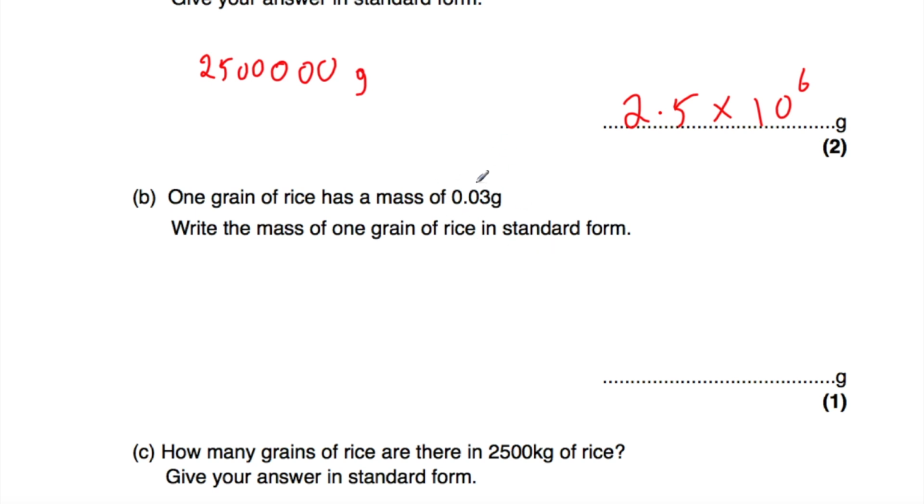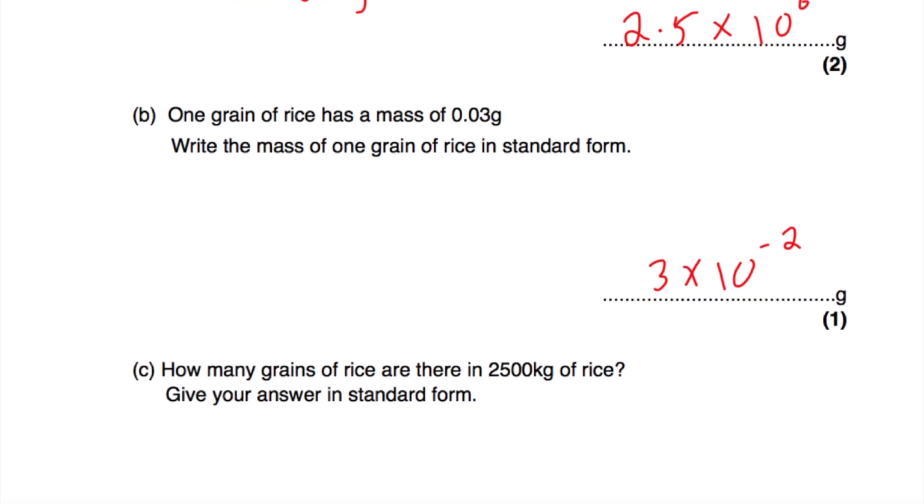So it's 0.03 grams. So the number between 1 and 10 that we're going to choose is going to be 3 times 10. Now this is a small number, so it's going to be to the power of negative. And then if the 3 was in the units column, we would move it 1, 2 columns to the right, so it would be to the power of negative 2. Or there's 2 zeros at the front, so it would be to the power of negative 2. And that's it.